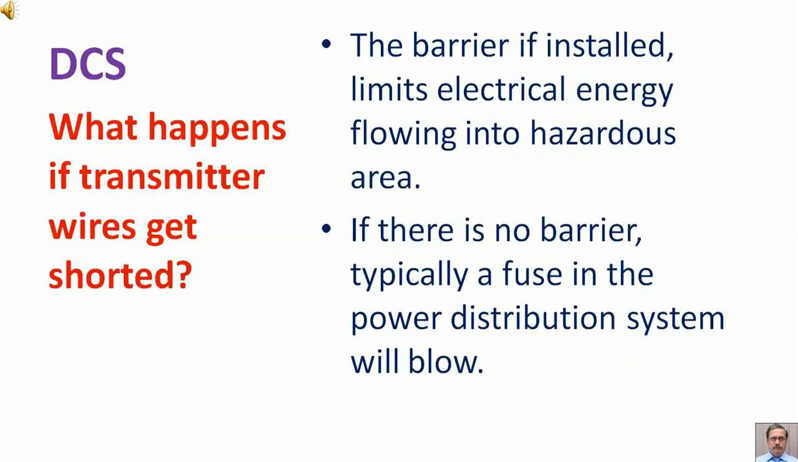What happens if transmitter wires get shorted? The barrier, if installed, limits electrical energy flowing into the hazardous area. If there is no barrier, typically a fuse in the power distribution system will blow.